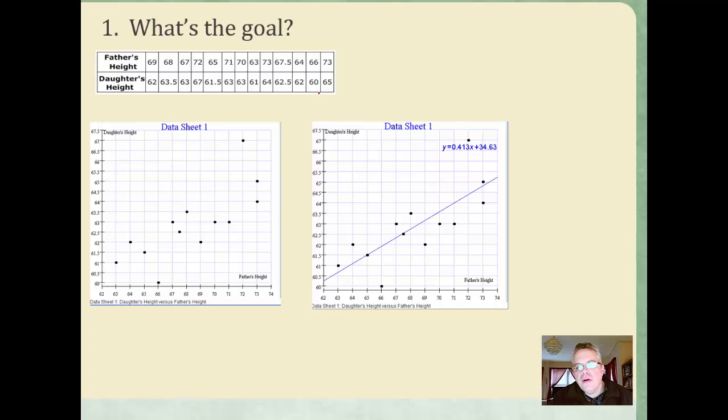So we're looking for an equation for the line of best fit, and we can use the equation to predict. If you give me the father's height, then we can predict the daughter's height.